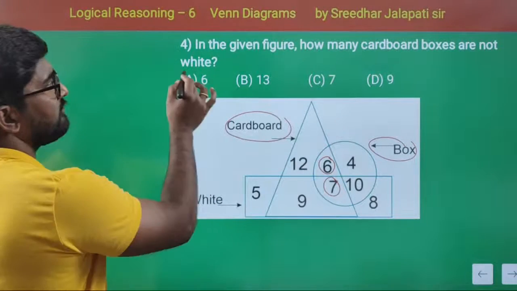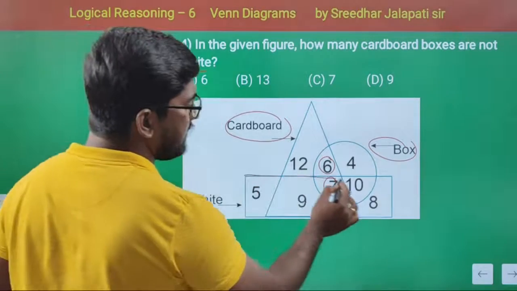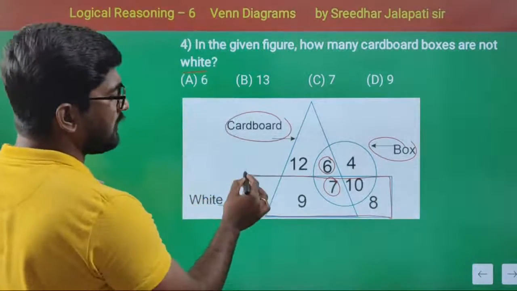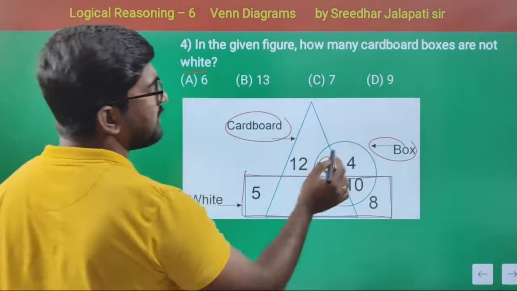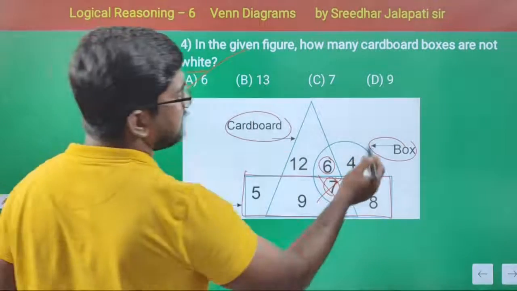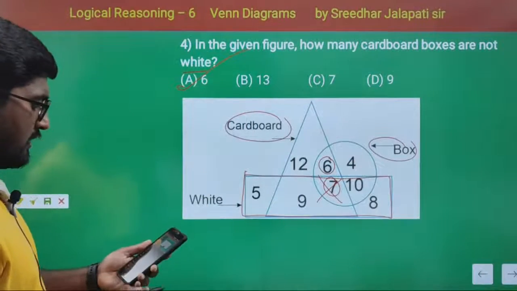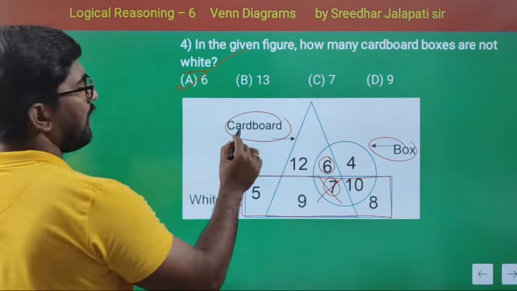But out of these we don't want white. As this 7 is part of this white, we have to ignore 7. So the answer is 6. Option A. The answer is 6. Option A. Clear? We want cardboard boxes.